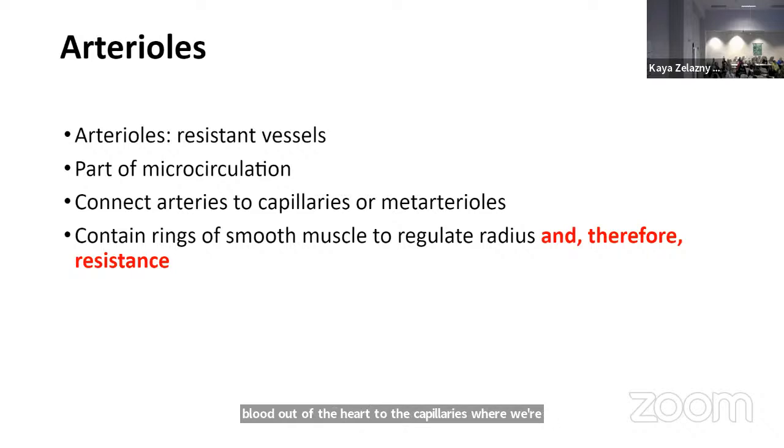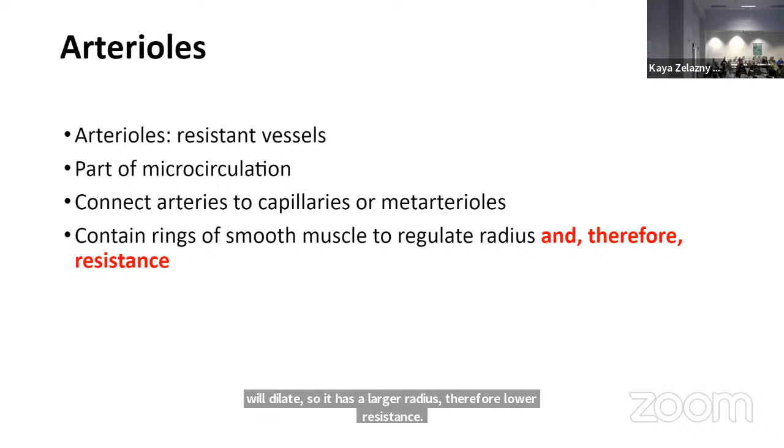Okay. So a property of the arterioles that is very important is that we can change their radius so that we can change their resistance. And the reason we can do this is that they have a layer of smooth muscle in their walls, okay? So the smooth muscle, those rings in the walls of the arterioles, is the reason we're able to contract an arteriole, make its radius smaller, increase the resistance, decrease the flow, or the opposite. We can relax the smooth muscle, so it would expand, the arteriole will dilate, so it has a larger radius, therefore lower resistance, therefore higher flow.